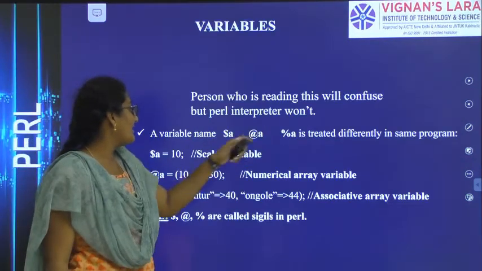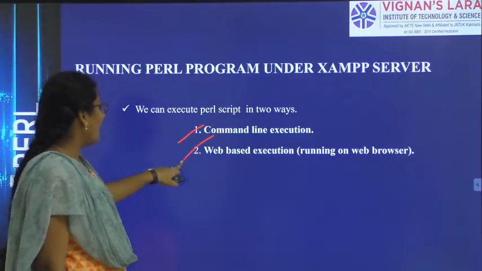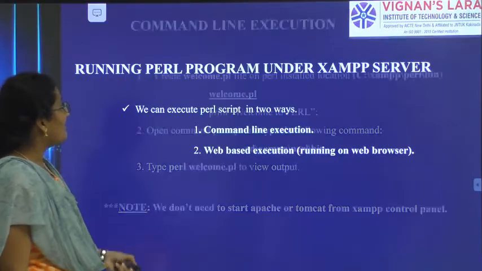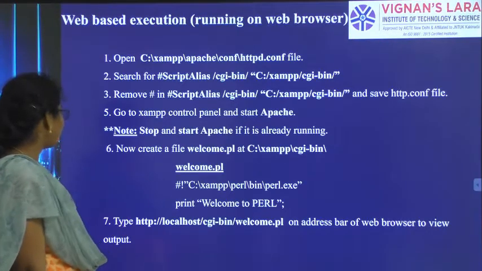So we have two different ways of executing parallel programming in the XAMPP server. First one is command line execution. Second one is web-based execution. So let us see what is web-based execution. For web-based execution, what should you do?